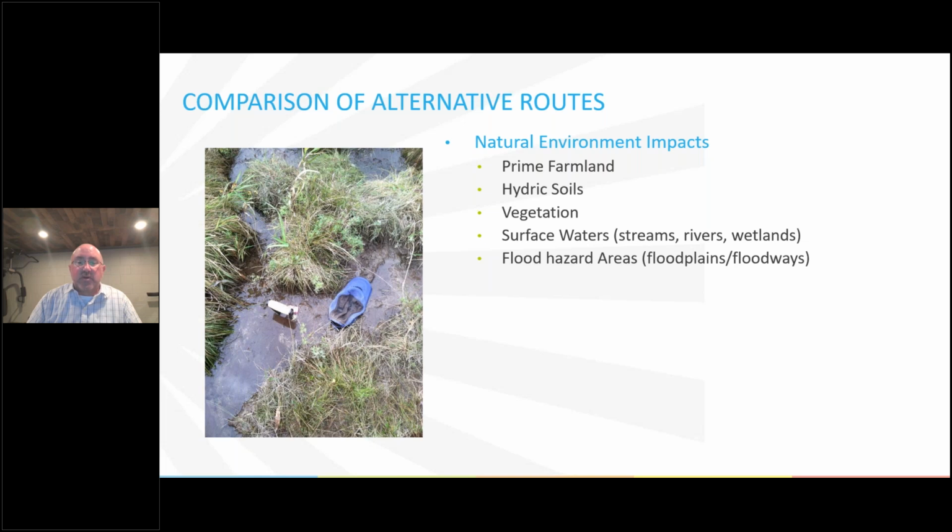So vegetation, does tree clearing need to take place? Bat habitat and construction timing needs to be considered. Surface waters such as streams, rivers, and wetlands, if impacted, could require lots of permitting and possibly mitigation. Then you have your flood hazard, floodplains, and floodways.